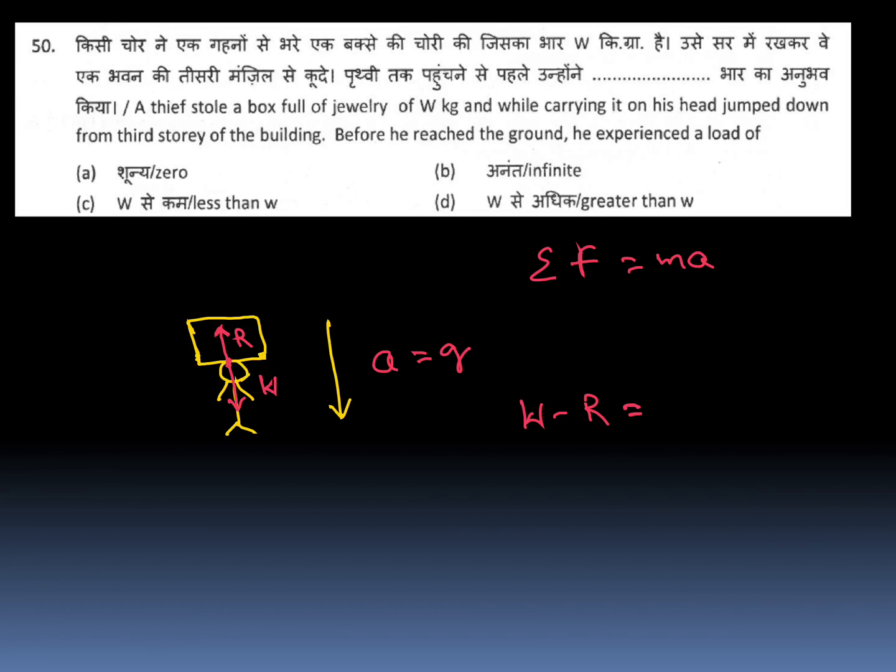It's mass into acceleration. Mass is this thief's mass. You have to neglect it. For this reaction, thief's mass or thief's weight, we don't have to consider. So it's W by G into acceleration also G. It's free fall. G cancels. R equal to 0. Directly also, if you remember, it's a free fall. So reaction will be 0. For your understanding only, I gave this one. Answer is A.